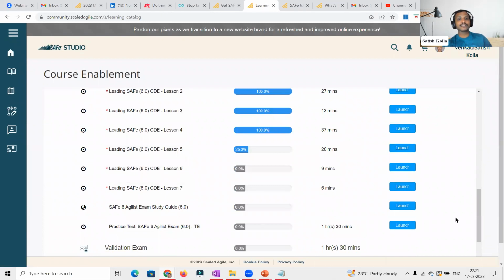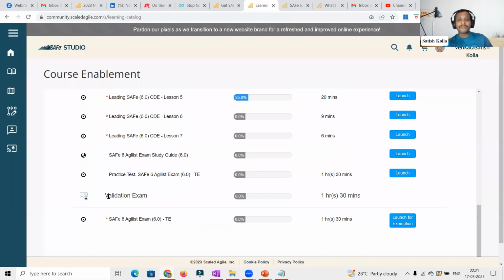So I still have lesson 6, 7, and other things. Only the validation exam, as you can see, launch for exemption. So this is one of the advantages or the benefits as an SPC you will be getting.